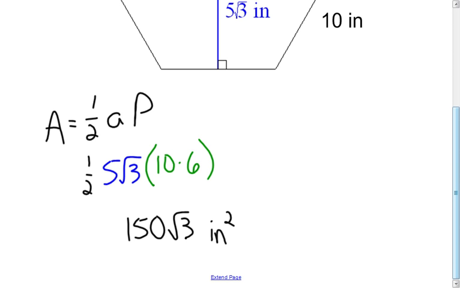and then make sure that I put my label on there, which would be square inches. Now, if you want an approximation for that, it's just a matter of typing it on your calculator. So you take 150 times √3, and you end up with 259.81. It's approximately 259.81 square inches. And you have the area of your regular hexagon.